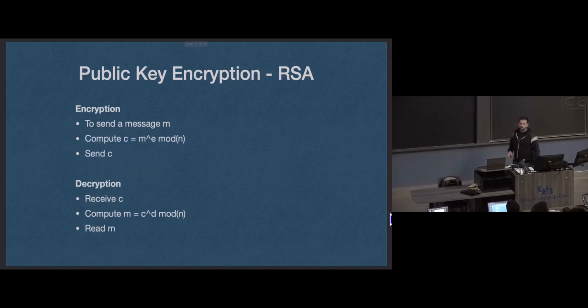We want to encrypt. We take our plain text message M and raise it to the power of E modulo N. We want to decrypt. We take that ciphertext C that we just computed, raise it to the power of D modulo N, and that gets us back to the plain text M. The math all works out to have the encryption and decryption cancel each other out.